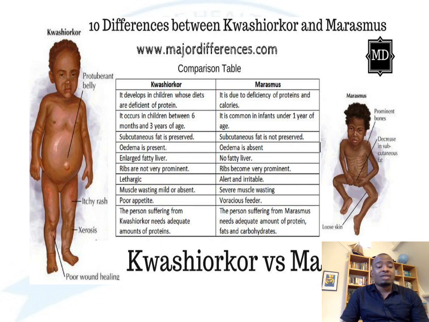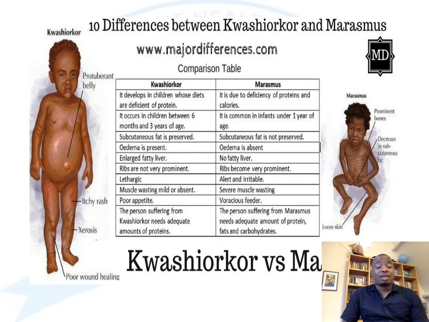There is a fatty liver which causes the enlargement of the liver in kwashiorkor, but there's no fatty liver in marasmus. Ribs become very prominent in marasmus, but in kwashiorkor the ribs are not that prominent. Kwashiorkor patients are apathetic, but in marasmus they are alert and irritable. Muscle wasting is mild or absent in kwashiorkor, but very obvious in marasmus.